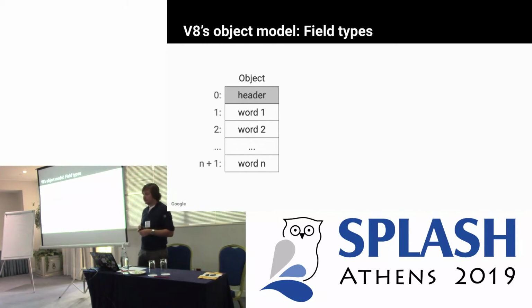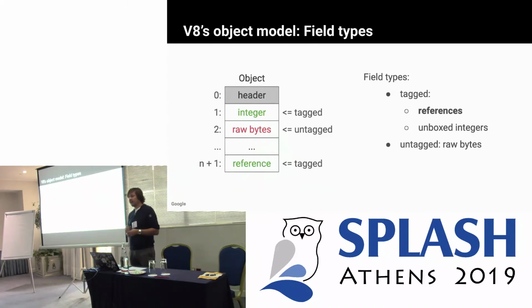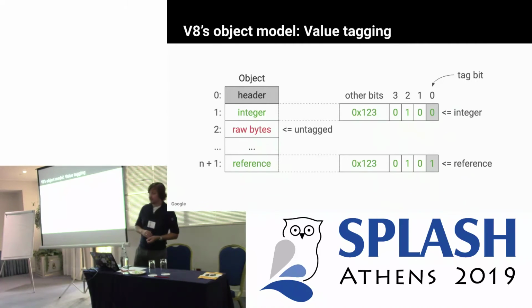In V8, words can have different types. We call them field types. And those can either be tagged or untagged, where tagged means it's either a reference or an unboxed integer, or it's raw bytes, and its semantics depend on the actual usage. We use value tagging on those things to differentiate between integers and references. So the last bit will tell you whether you're dealing with an integer, which is in fact a small integer because it's limited in bits, right? Or whether you're dealing with a reference to an actual object.